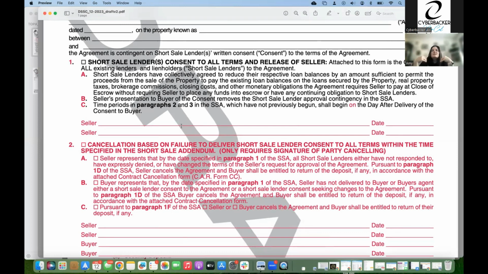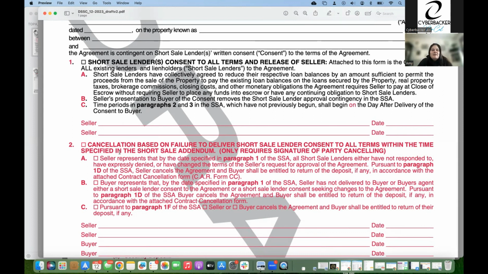If the lender either fails to approve the short sale, or the terms aren't acceptable to the seller, then we move on to box number 2. And we check that box, cancellation based on failure to deliver short sale lender consent to all terms within the time specified in the short sale addendum. Only requires signature of party canceling. So this allows either the buyer or the seller to cancel if we don't receive that in the amount of time necessary. Remember, we can always extend that addendum with an extension of time addendum. Okay.